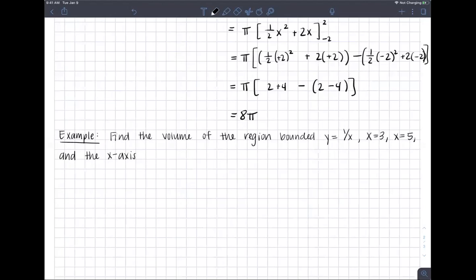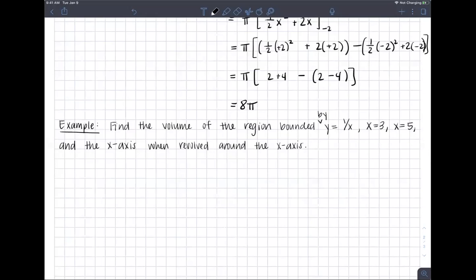Wait a minute. The sentence doesn't make sense grammatically. Find the volume of the region bounded by, when revolved around the x-axis. There we go. I think that makes sense. If not, then I'm pretty sure you guys know what I'm trying to say.